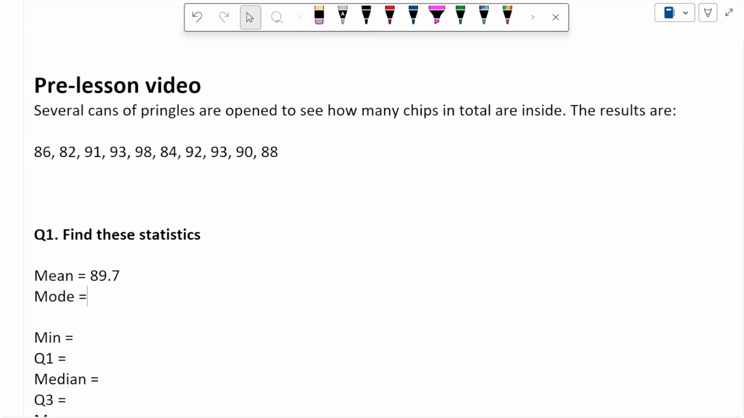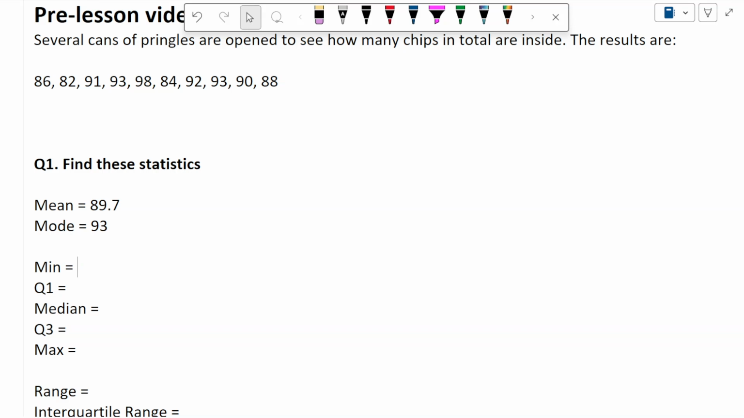Mode is the most frequently occurring number. There are 2 times where 93 shows up, and everything else is just 1 time. So that's our mode. Sometimes you might have 2 modes, sometimes you might not have a mode at all. It just depends on the data set.